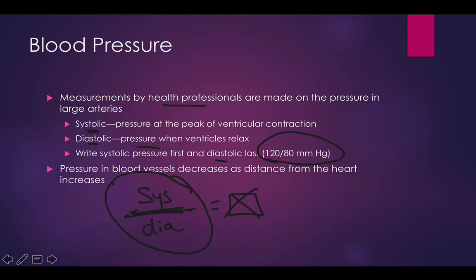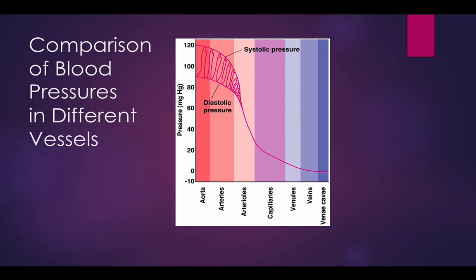Pressure in the blood vessels decreases as the distance from the heart increases. So hopefully that makes sense, that as you're leaving the heart, your pressure will decrease. All right, so if we compare our blood pressures here, your systolic number is always going to be higher because it's at the peak of contraction, and your diastolic number is always going to be a little bit lower. And then from here you can calculate what's happening with your aorta, your arteries, your arterioles, capillaries, that sort of thing. I think that's kind of a cool picture there.